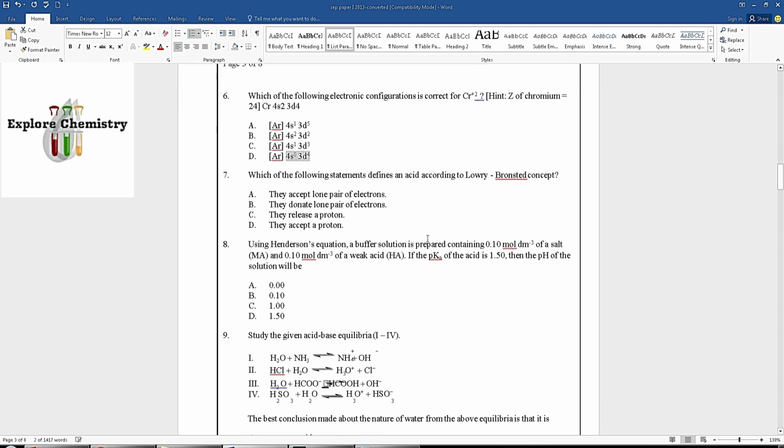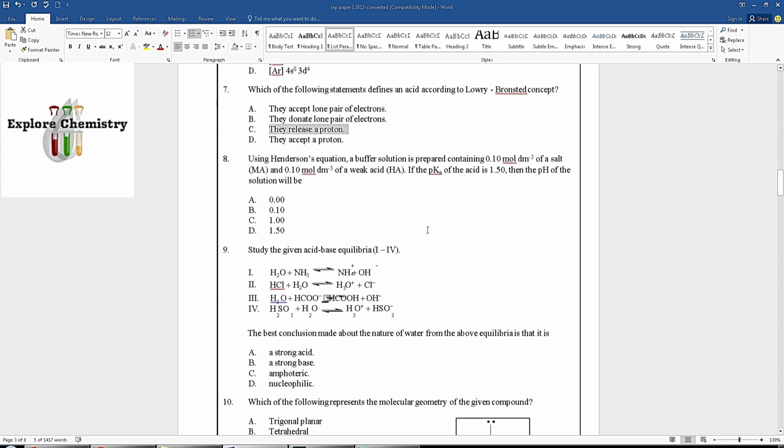Number 7, which of the following statements define an acid according to Lowry-Bronsted concept? Acids are actually proton donor, so they release a proton. This is the correct answer.